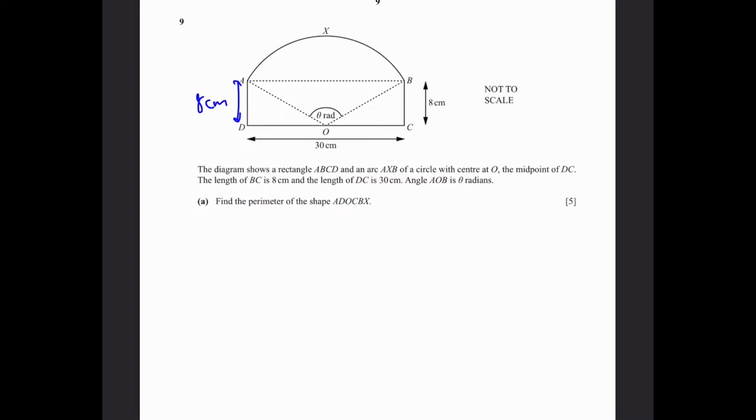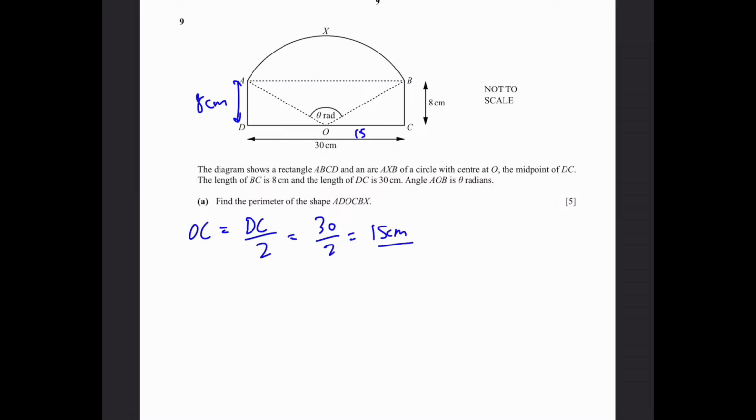Well, how do we find theta and how do we find r? Firstly, finding r is easy. We can find the length of OC. Because O is the midpoint of DC, OC will be DC divided by 2. So 30 by 2, which is 15 centimeters.